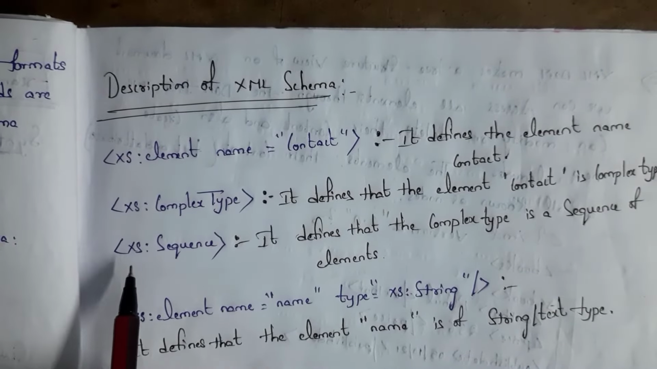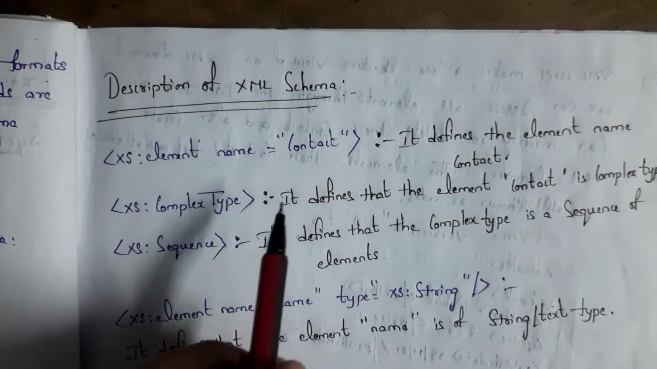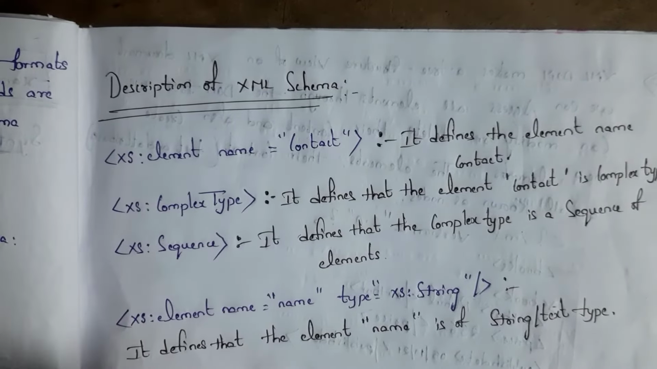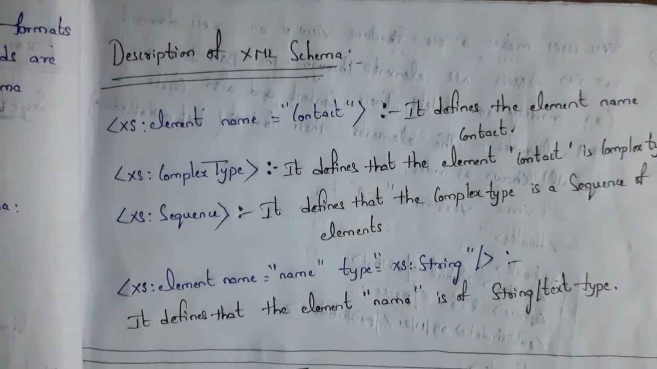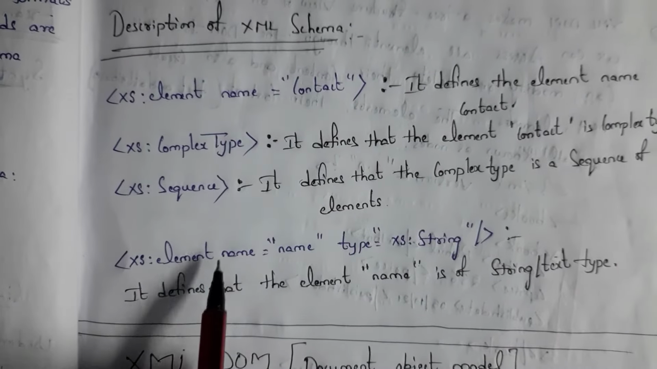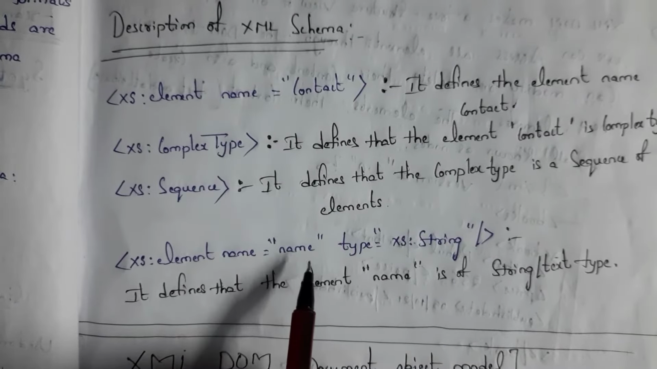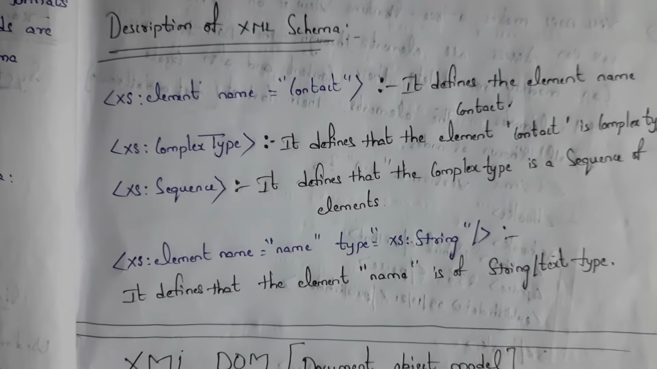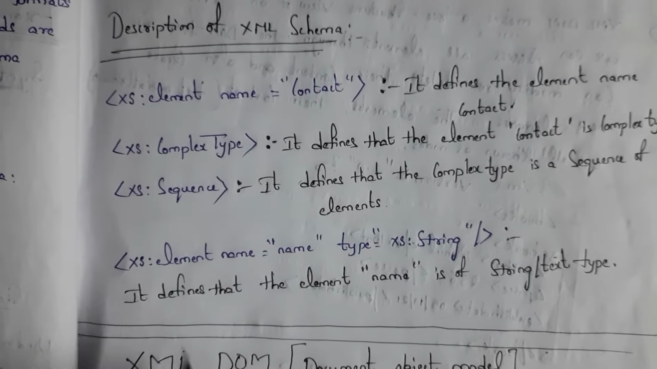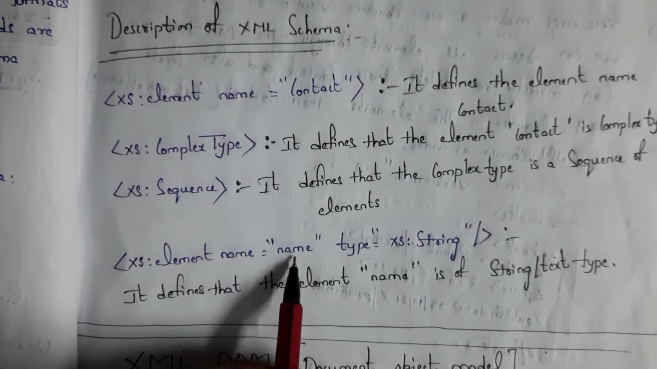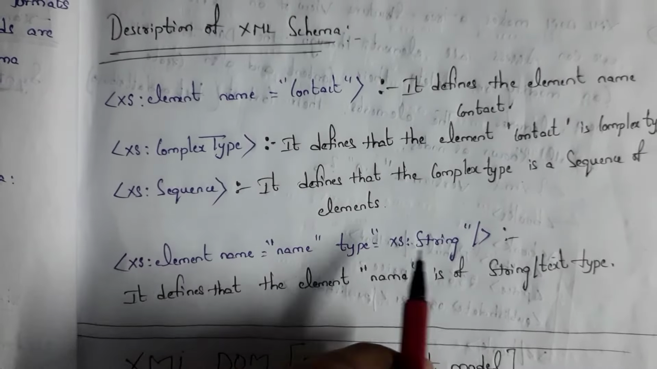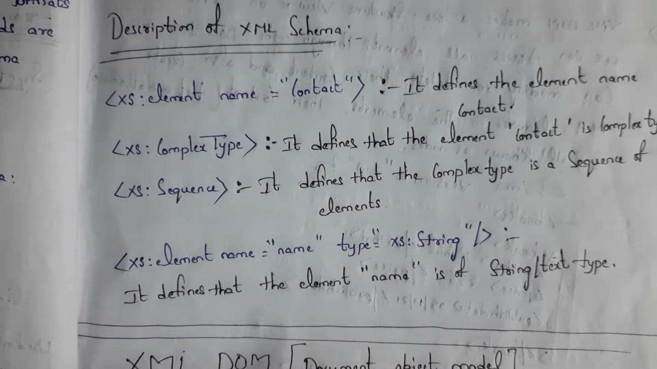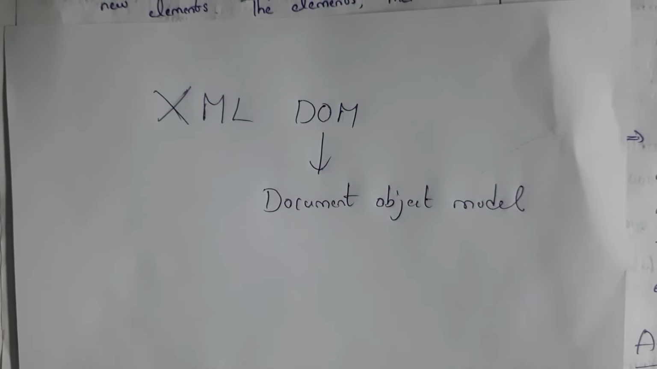And the third tag is xs:sequence. We are representing this complex type in sequence. And the fourth one is xs:element name equal to name, type equal to xs:string. The meaning of this tag is I give an element name as name and this name is of string data type.